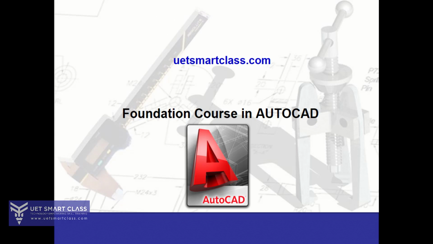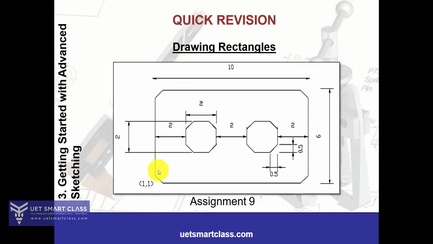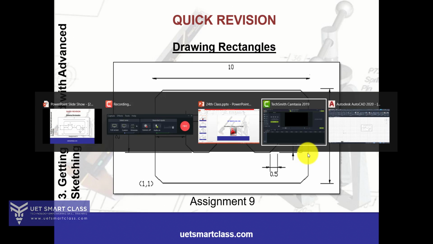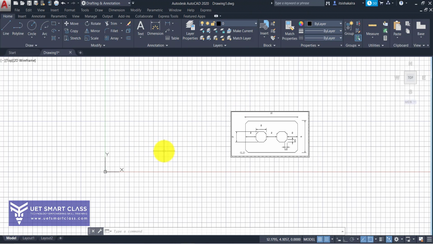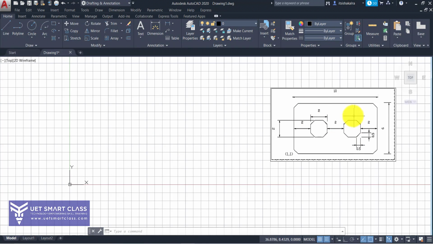So let's start with a quick revision, that is, I'll show you how to draw your assignment. I hope you have practiced your rectangles. So let's go to AutoCAD. Now this is the assignment which I had given you. You have three different rectangles to draw here. With a very simple method, I'll show you how to draw this.